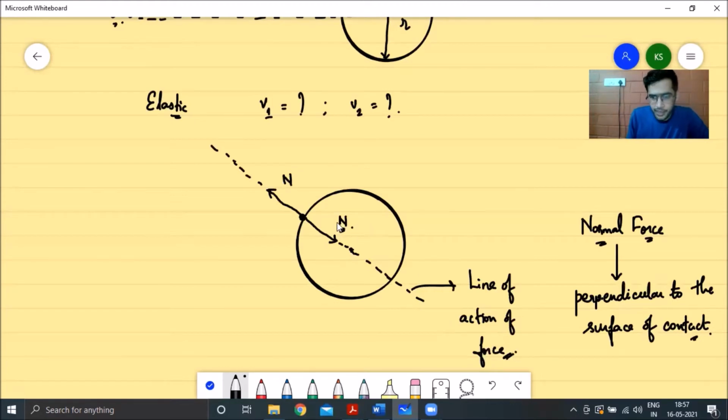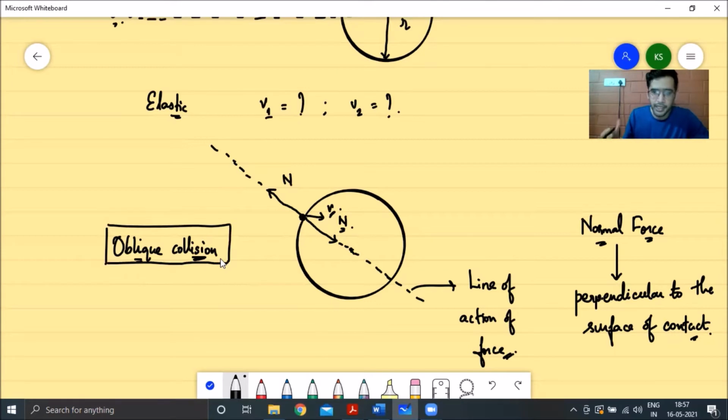So in this question, how is your particle moving? This particle was moving with a velocity v in the horizontal direction. So it is colliding with this sphere with a speed v. Whenever the velocities of the particles colliding are lying in a different line than the line of action of force, we say that the collision between these particles is an oblique collision. This is the differentiating factor between a head-on collision and an oblique collision.